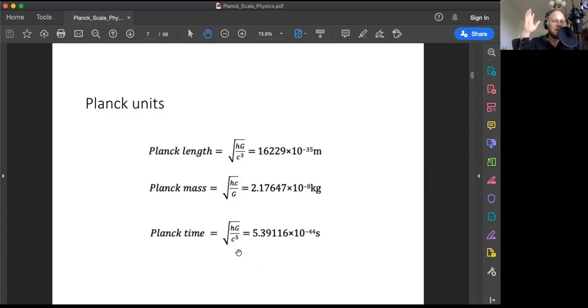There are many other ways how to explain this. For example, if you have a particle and would try to squeeze it into a Planck's volume, then the energy density would be large enough to form a black hole. So this is the interpretation of the first Planck unit, Planck's length.